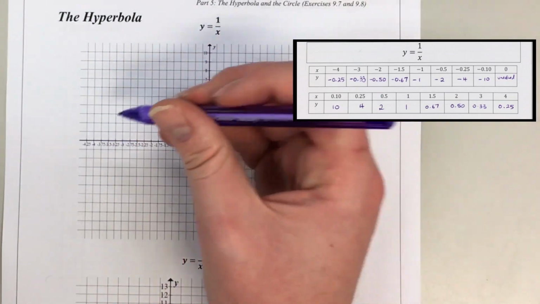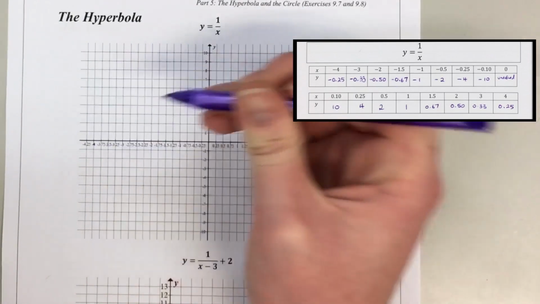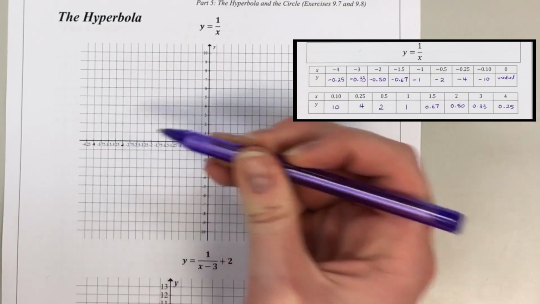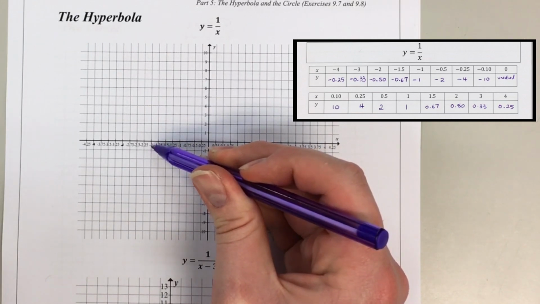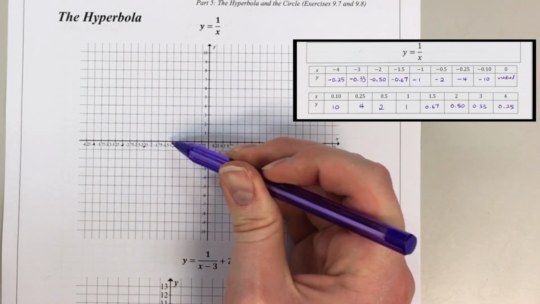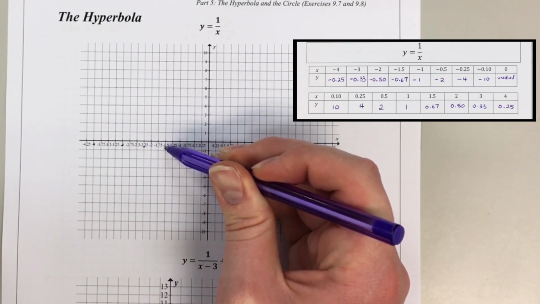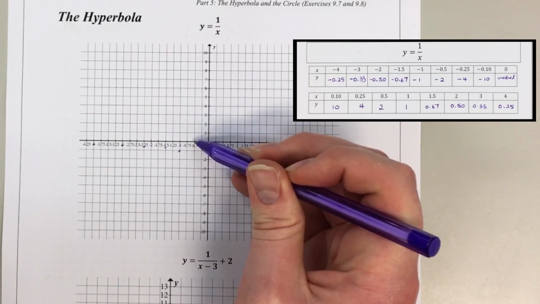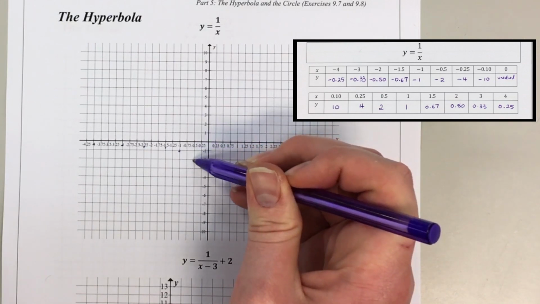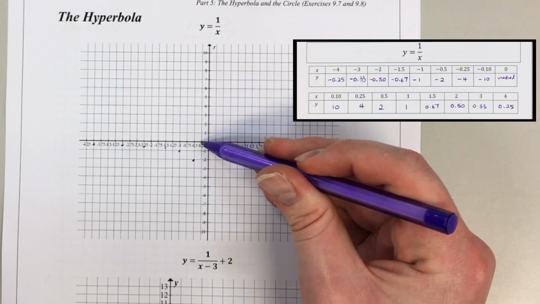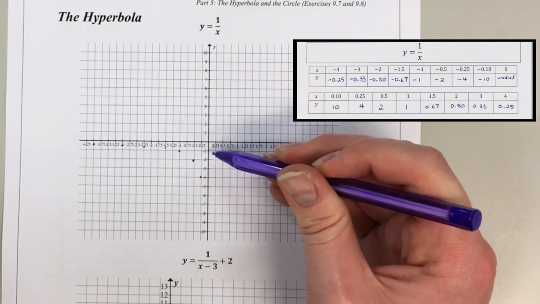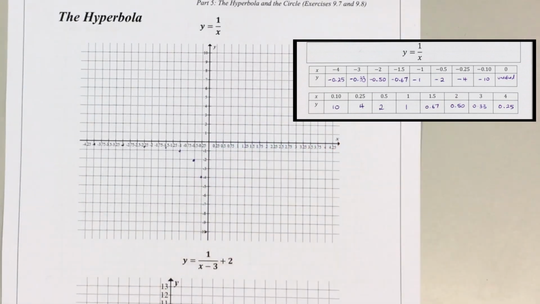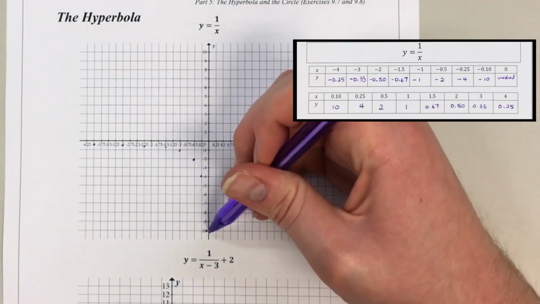So we'll start. Negative 4 is at negative 0.25. Negative 3 is at negative 0.33. And then negative 2 is at negative 0.5. Negative 1.5 is at negative 0.67. Negative 1 should be at negative 1. Negative 0.5 is at negative 2. Negative 0.25 should be at negative 4. And then negative 0.10 would be at negative 10, so it's about here. So we get a very lovely looking curve like this.